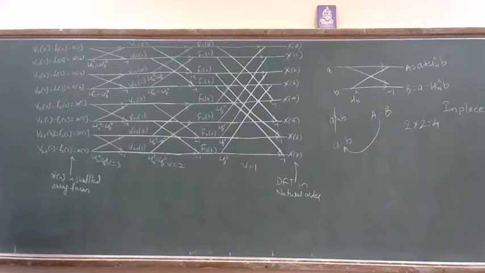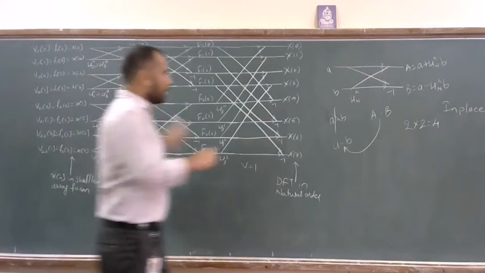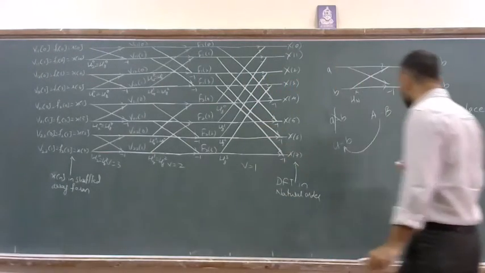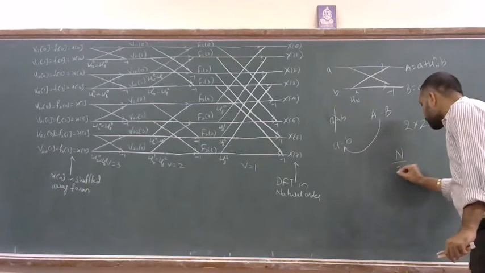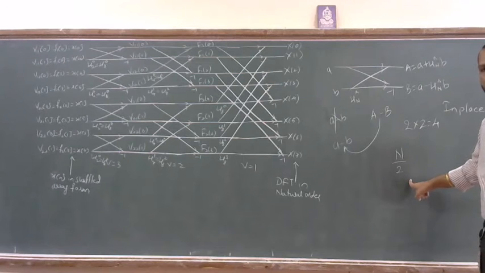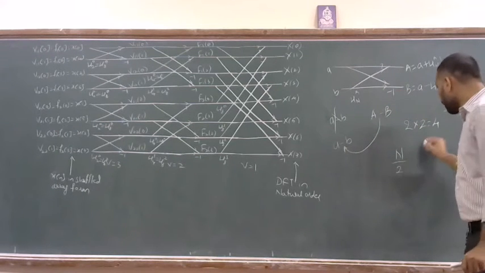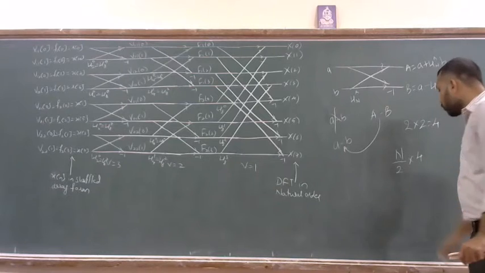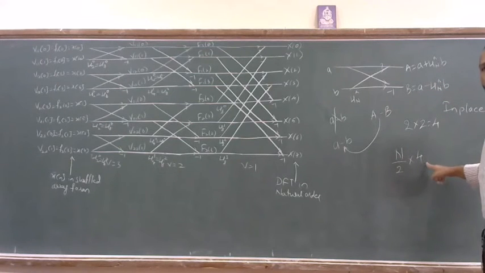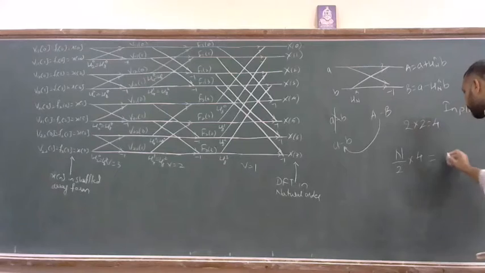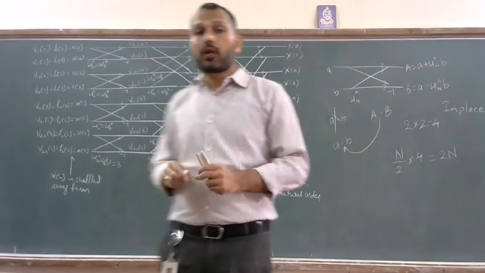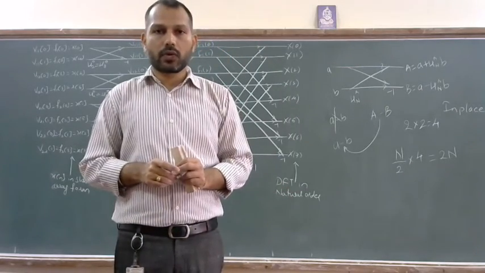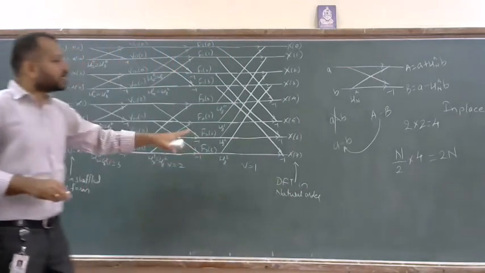And how many butterfly structures are there? In each stage, in this signal flow graph, in the DIT-FFT algorithm, how many butterfly structures are there? Every stage has N by 2 butterfly structures. So for each stage, we will require N by 2 into 4, which results in 2N. For each stage, 2N memory locations are required. Okay. So how many stages are there?